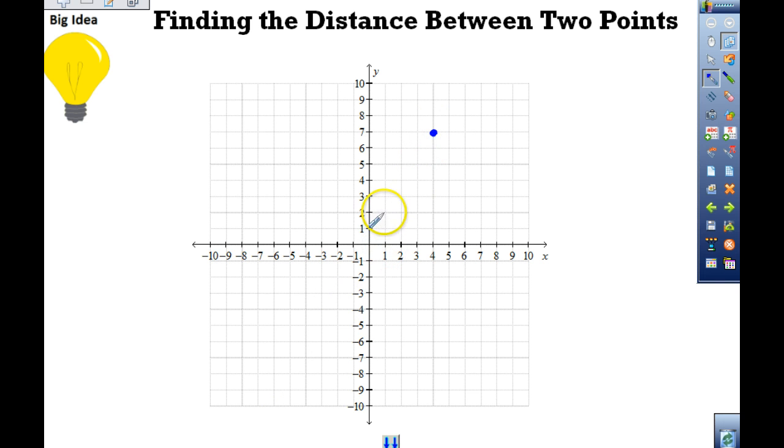Say I want to find the distance between these 2. What are the coordinates? So it's 1, 2, and let's say 4, 7. If I want to know how far apart those are, what we're really doing is saying, I just need to know how far this distance is. How far is it from 1 to 4? Say it's 3. How far is it from 2 to 7? Say that's 5.